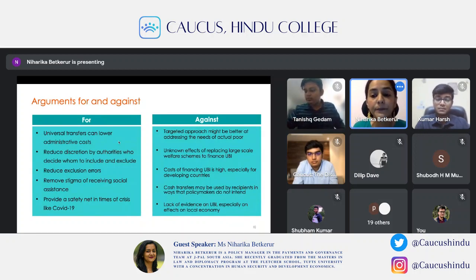And then another concern critics have is that you're giving unconditional cash transfers to people, but you don't know how they're going to use it. They might use it on temptation goods, or so-called vice goods like alcohol and tobacco. And that's definitely not something that policymakers intend it to be used for. So there is that concern as well.